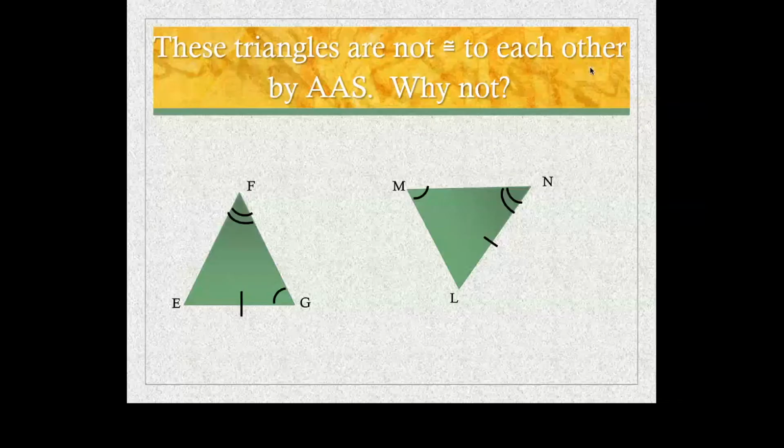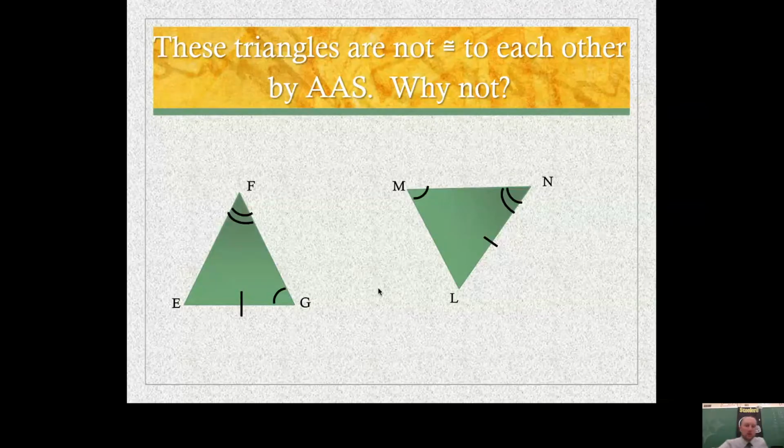This is going to be the third part of our section on angle, side, angle, and angle, angle, side. This is section 5.6. These triangles are not congruent to each other by angle, angle, side. Why not? Well, we got two pairs of congruent angles. We have a pair of congruent sides as well. Notice how this side is non-included and this side is non-included. It sure does look like angle, angle, side. But it isn't.